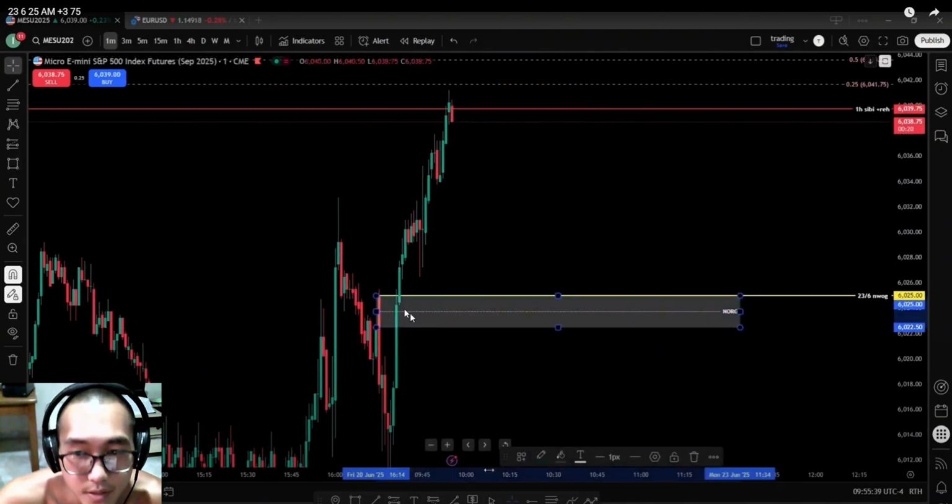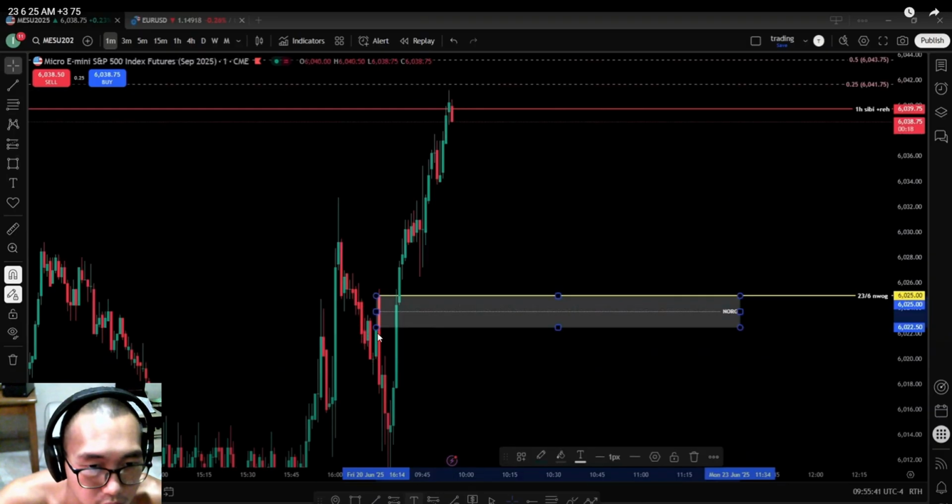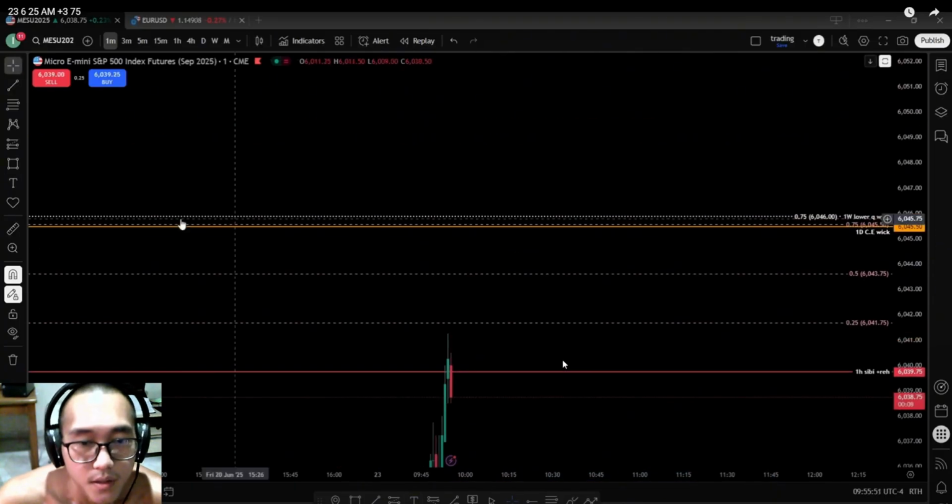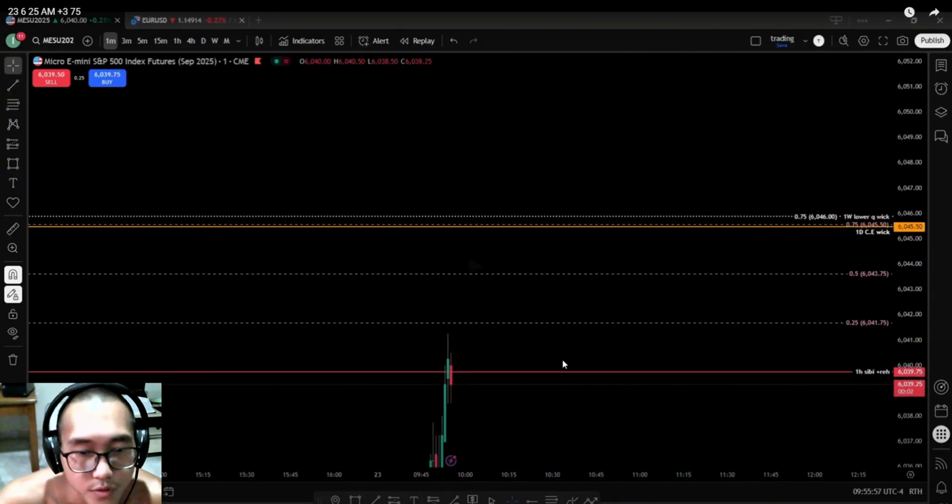Yeah, so this is basically a new opening range gap. That means previous day closing price, previous day 16:14, like Friday 16:14 to Monday 9:30. Okay, so a super small new opening range gap.